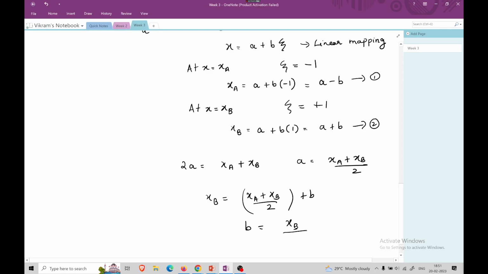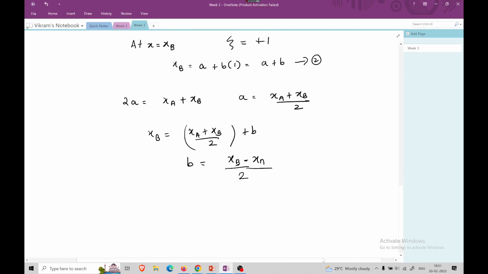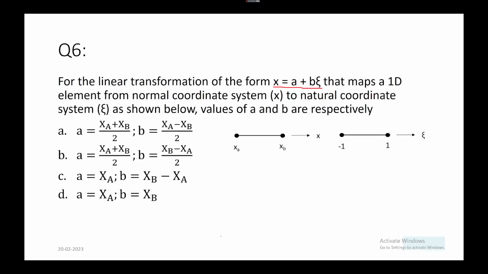xb minus xa by 2. So we have got the values of both a and b. a is xa plus xb by 2, b is xb minus xa by 2. We'll check the options now. The answer is option B. Correct? So we just solved what a and b are. Shall I proceed to the next question?